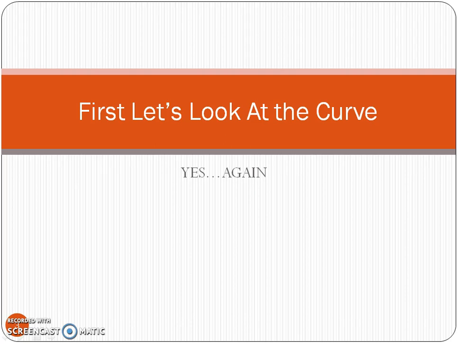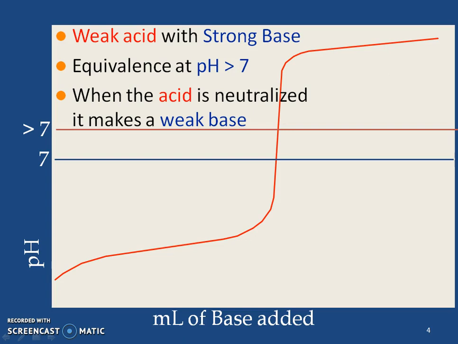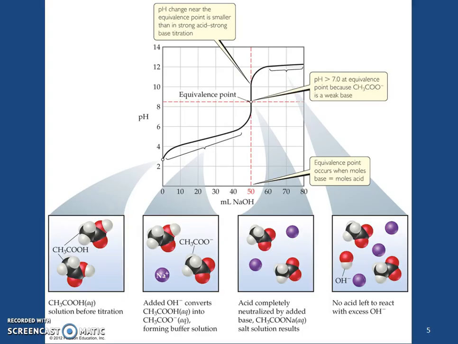So first, let's look at that curve. Do we understand that this is now a weak acid with a strong base, and our equivalence point is going to be greater than 7? We want to remember that when that acid is neutralized, it makes that weak base, that conjugate base, that common ion. Because it's a conjugate base, it is going to be greater than 7.